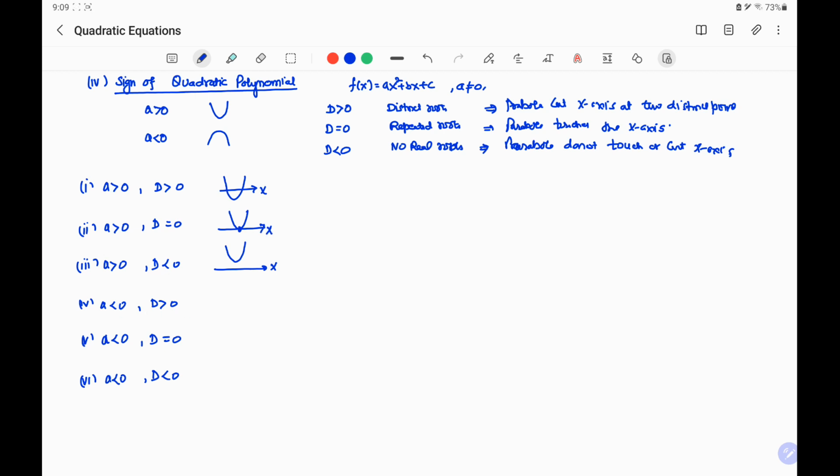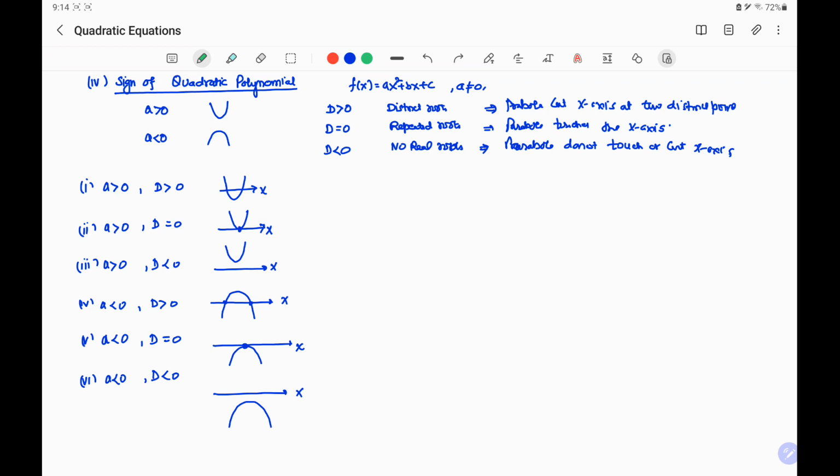Fourth case is a less than 0 means downward opening and d greater than 0 means cut distinct points. So we will have the graph downward opening and cutting the x-axis at the two distinct points. A less than 0, that means parabola is downward opening, and d equal to 0 means it touches the x-axis at a single point. And last one is a less than 0, d less than 0. That means graph is downward opening and does not touch or cut the x-axis.